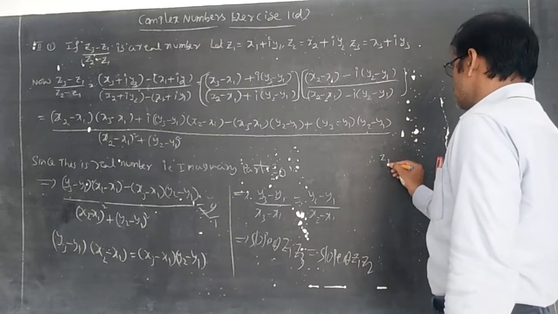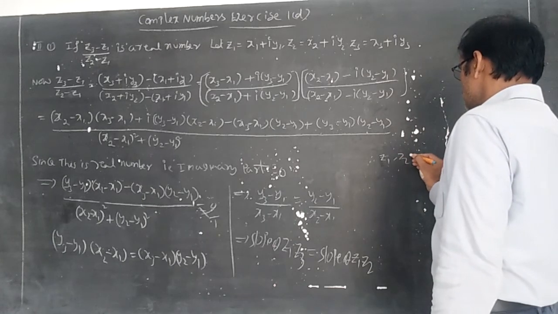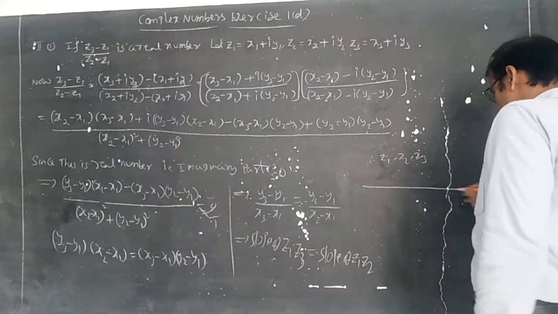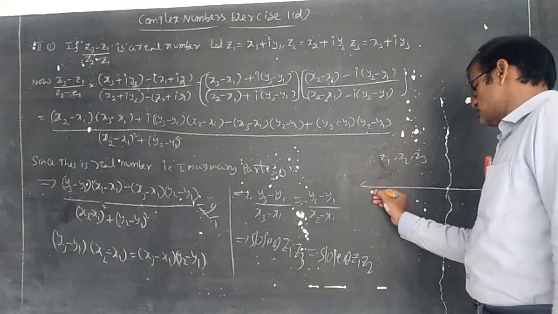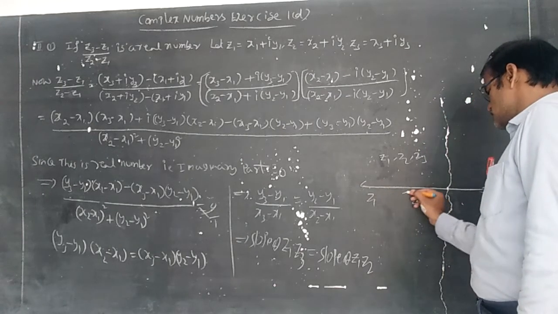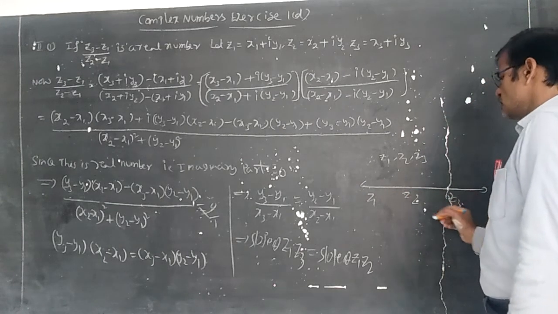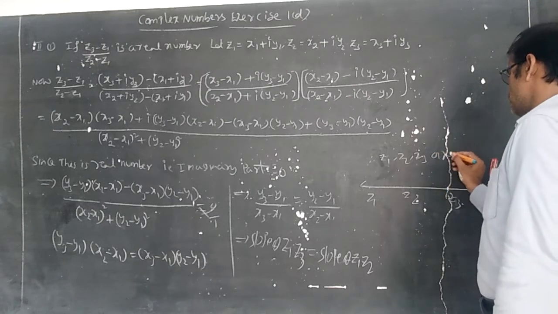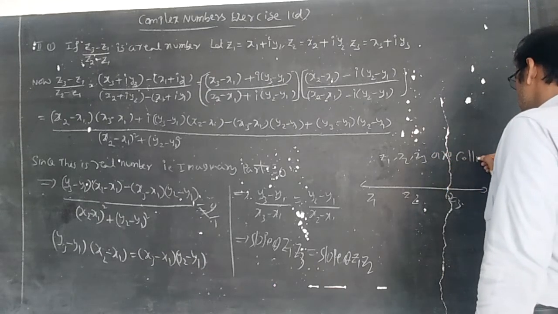Therefore, the conclusion is that Z1, Z2, Z3 are collinear. Understand? Try to understand like this. This is Z1, Z2, Z3.